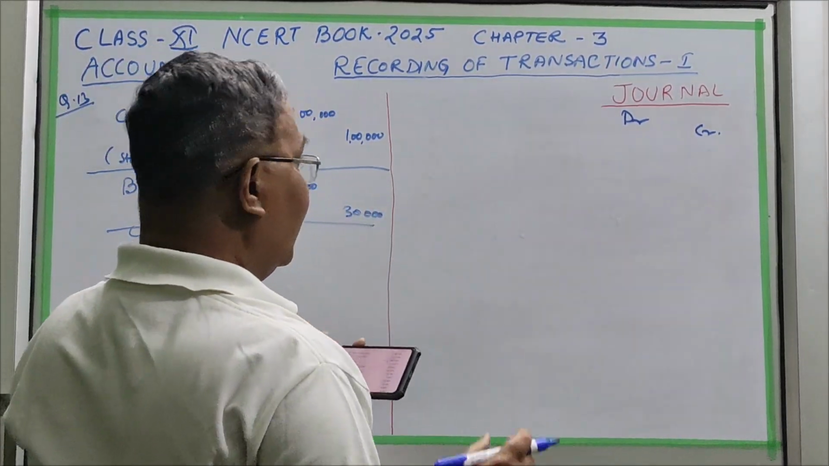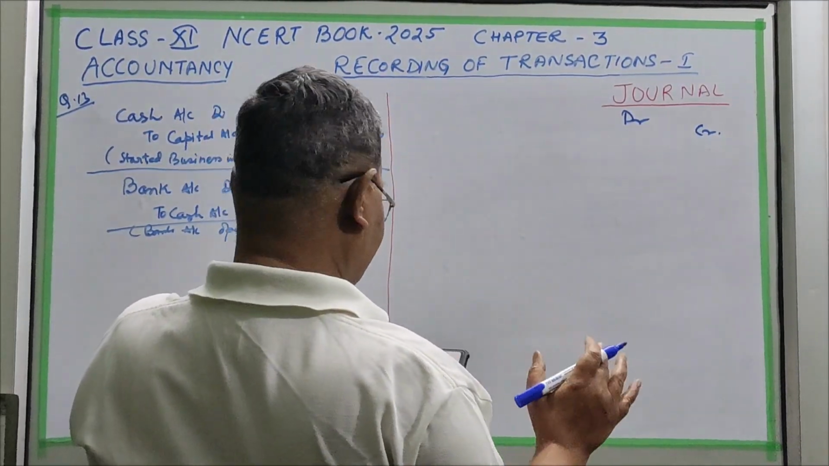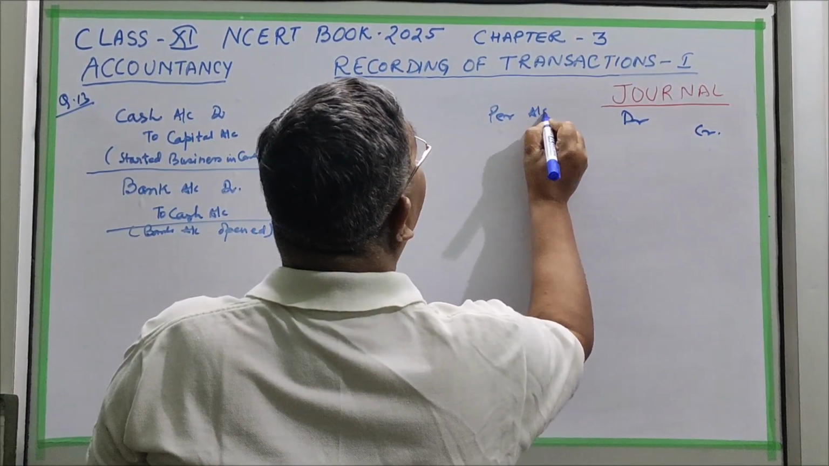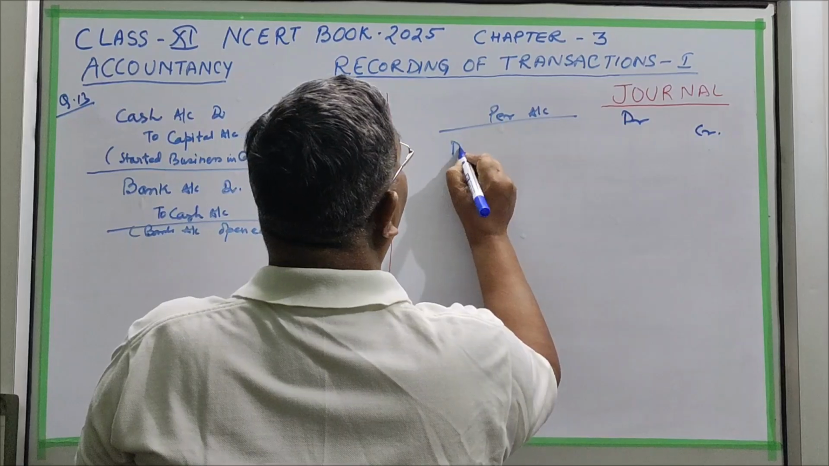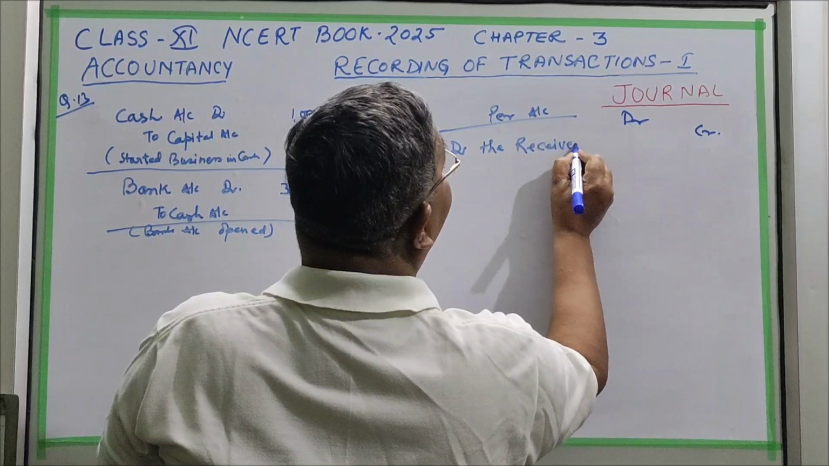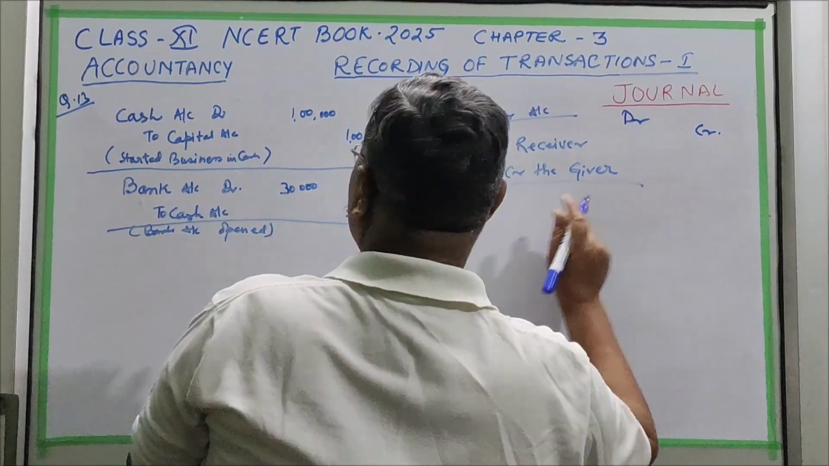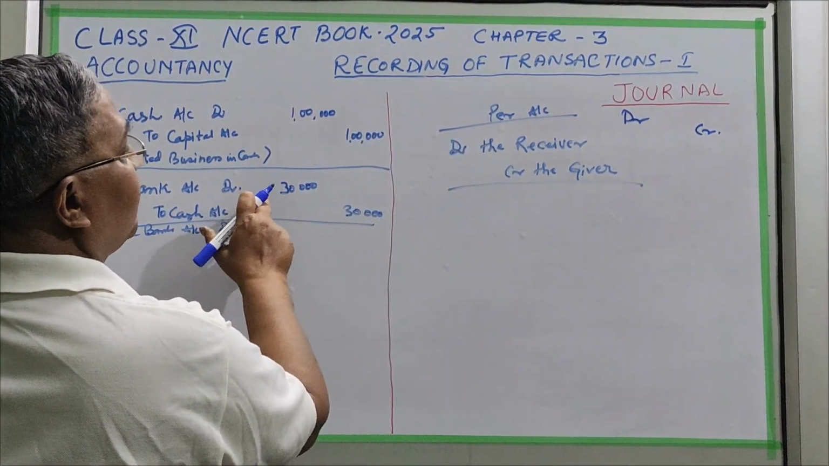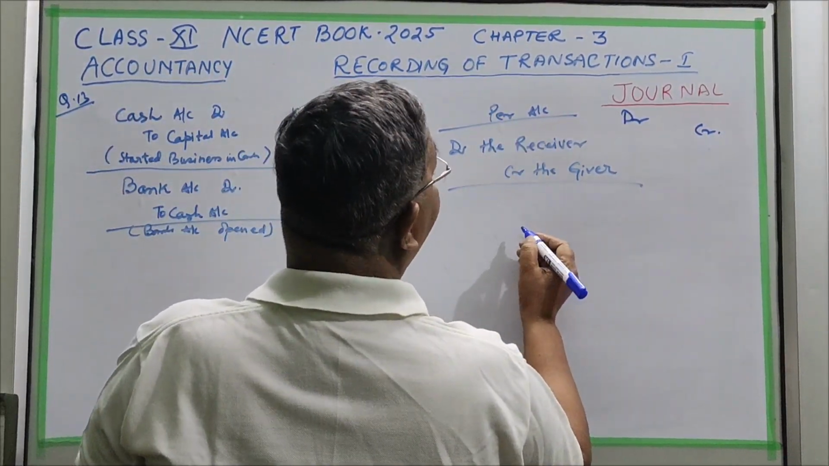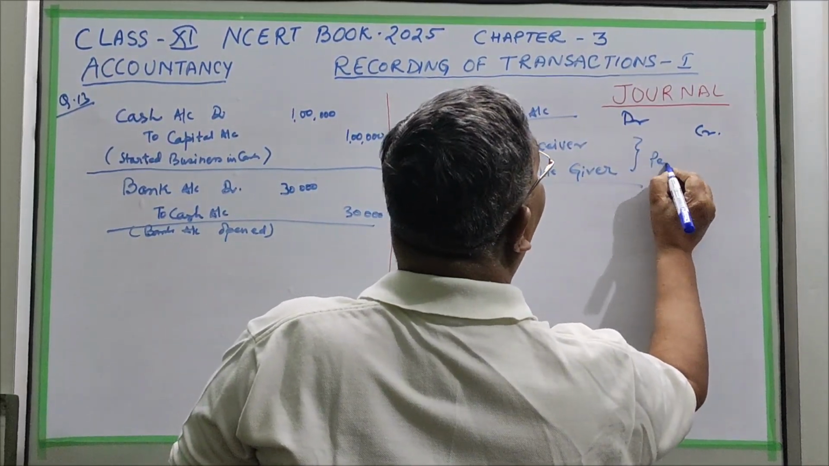Here one thing I will tell you. I have told you personal and impersonal accounts. So in that, if it is a personal account, you debit the receiver and credit the giver. So here bank is the receiver, so bank is debit. That is for a personal account.